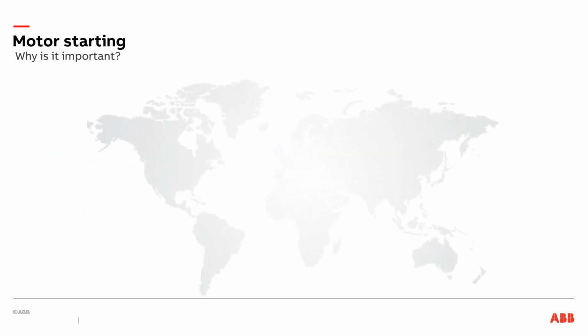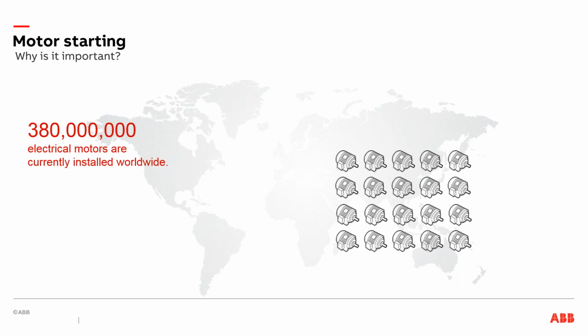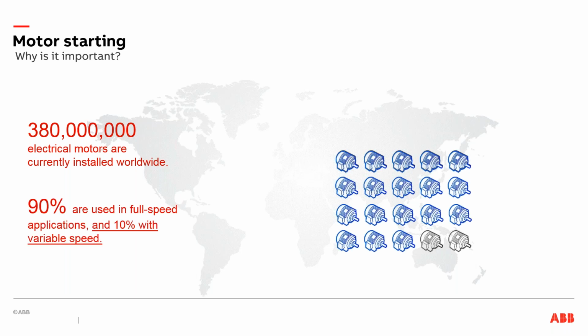So why is it so important that we are talking about motor starting? The answer to my first poll is there are around 400,000 electrical motors installed worldwide. This is the number which was given to me by the factory last year. I'm sure that it must have increased. You'll be surprised that 90% of the motors run at full speed, that is DOL, star delta, or soft starting, and only 10% on variable speed.